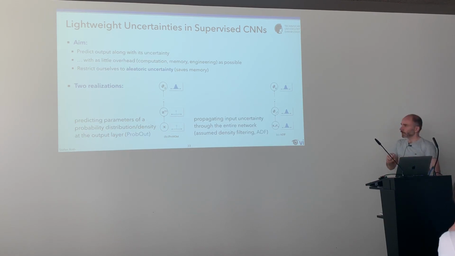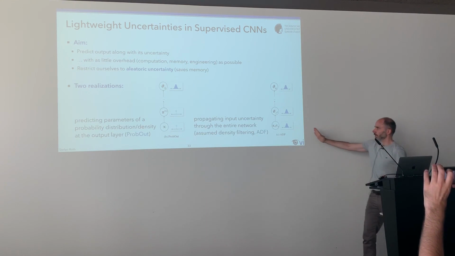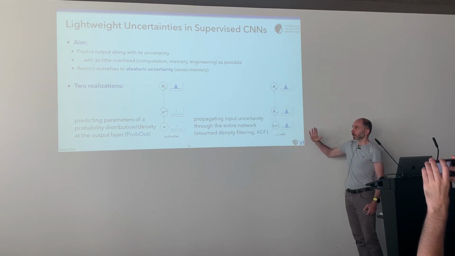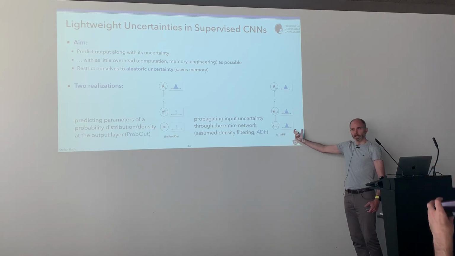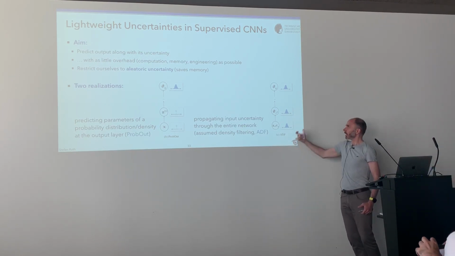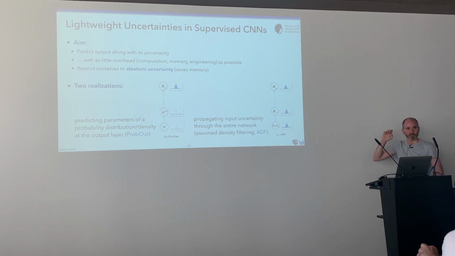I'll explain it in a second. And the other alternative that we'll look into is basically treating the input as inherently uncertain, because we want to deal with aleatoric uncertainty, and then basically owe up to that and propagate these uncertainties all the way through the network. And in the following, I'll describe both.